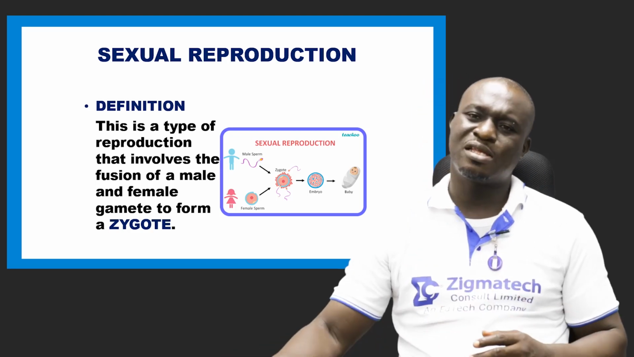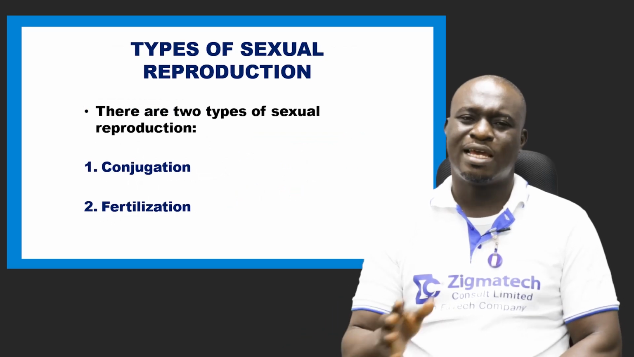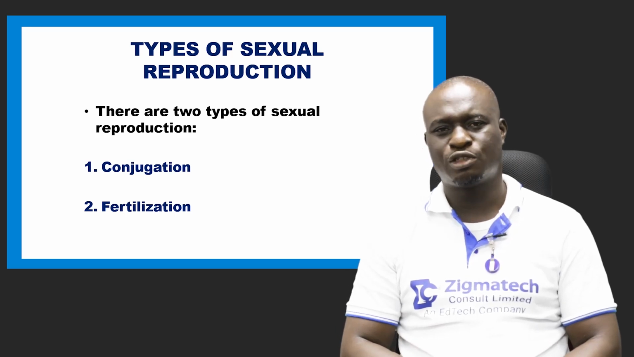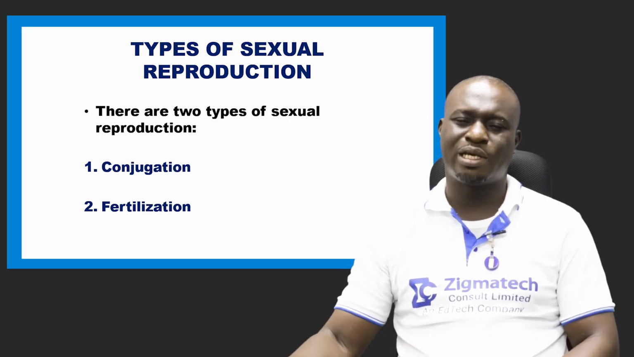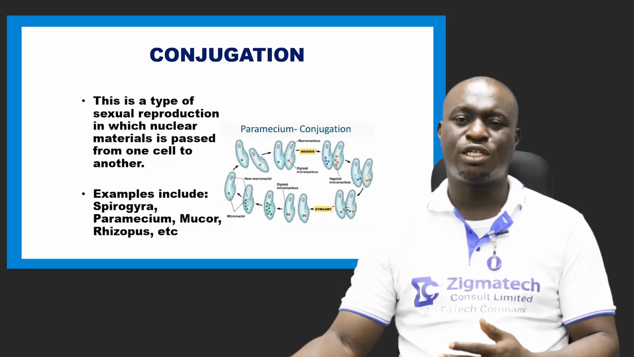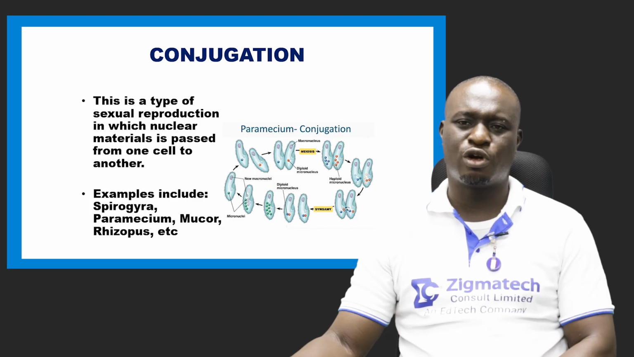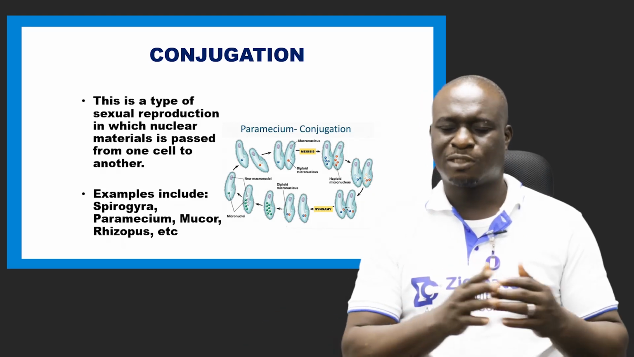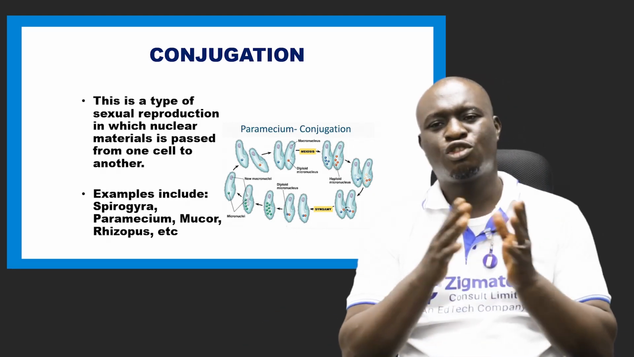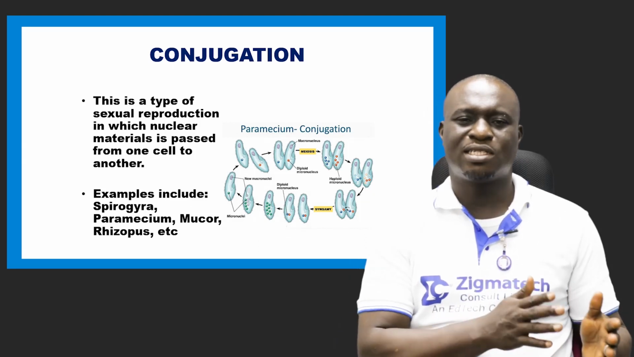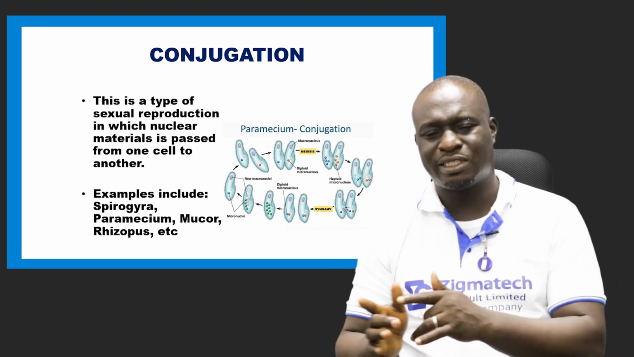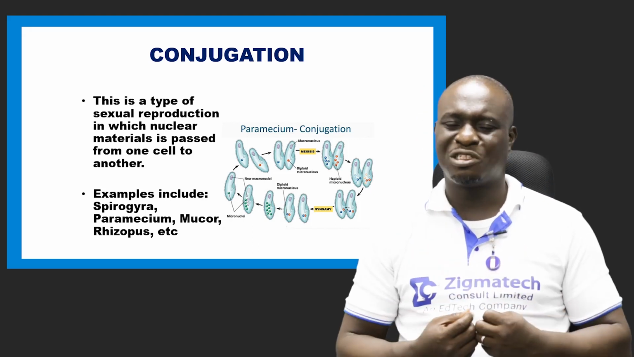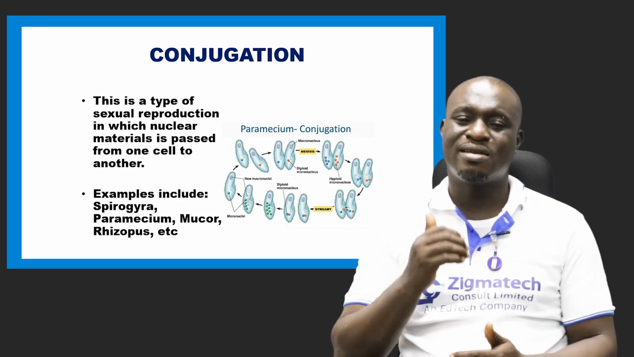Okay. Now, another important thing to take note about sexual reproduction is the types of sexual reproduction. We have primarily two types. The first one is called conjugation. Conjugation is a type of sexual reproduction in which nuclear materials, that is materials found in the nucleus, are passed from one cell into another cell. The one that passes the nuclear materials is usually referred to as the male, and the one that receives is usually referred to as the female.